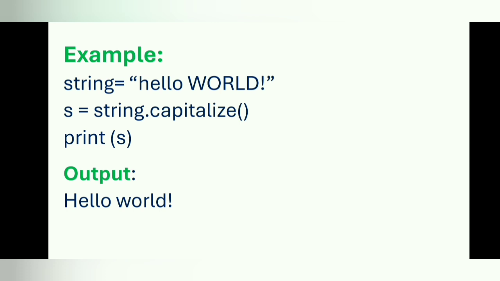Then the print statement print(s) prints the modified string where the first letter is capitalized and the rest are lowercase. In our example, the first character h is capitalized and the rest are lowercase. Here the word world is converted to lowercase.